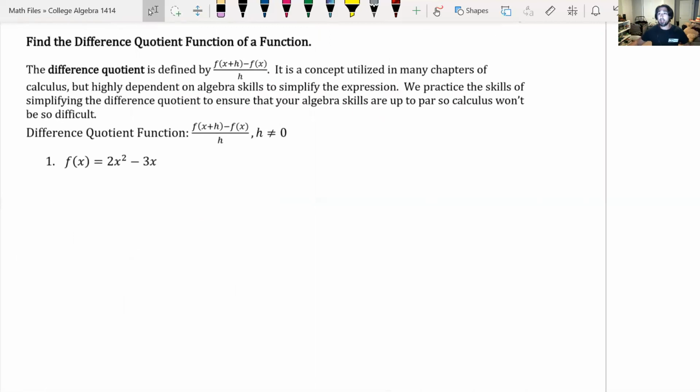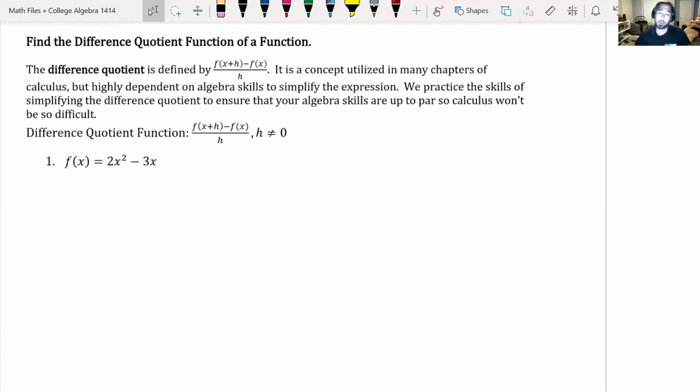Okay, the next one builds on evaluating, substituting, and simplifying. But this one is so much fun. It's called the difference quotient function. And this utilizes tons and tons and tons of algebra, okay? You will be foiling, distributing, canceling like terms, combining like terms, factoring, and canceling out again. It involves a lot of work.